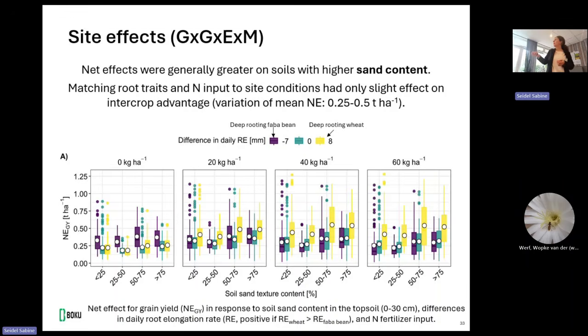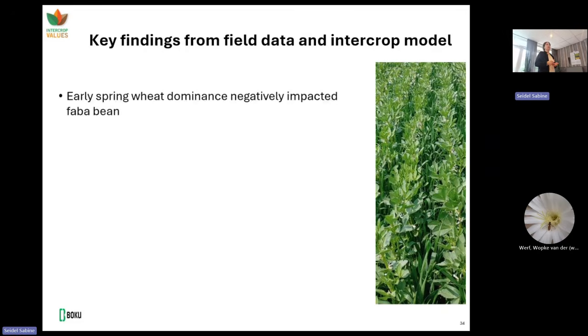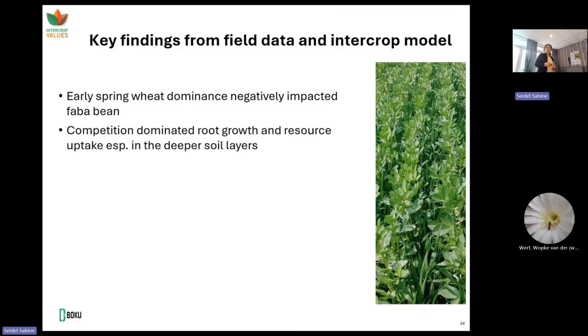With this, I'm at the end, and I want to give you a wrap up of the findings. First of all, it was really interesting for me, and something I really didn't expect, that the early growth has a very high impact on the overall growth along the whole growing season, and especially if the wheat is dominant, this can strongly negatively impact the faba bean. Then the competition dominated root growth and resource uptake, especially in the deeper soil layers.